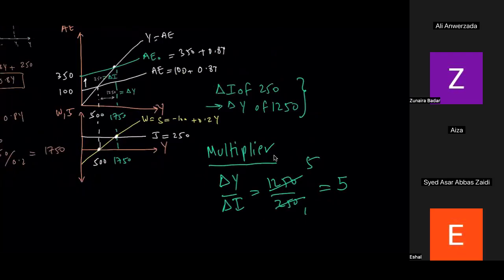So why is my multiplier 5? That's the first thing we want to understand today. Secondly, what are the factors that can change this multiplier? We will talk about that too. And then we talk about the general factors that affect investment.